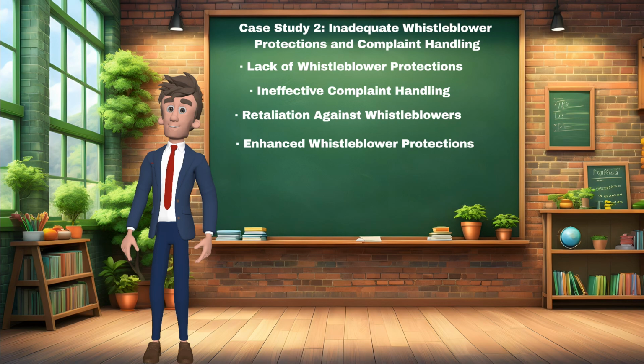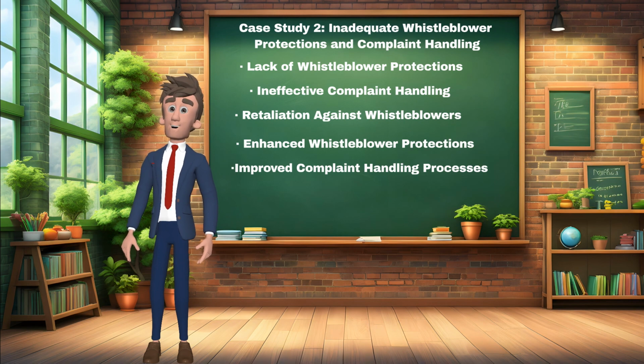Enhanced whistleblower protections. The company revised its policies and procedures to provide stronger protections for whistleblowers and prevent retaliation against employees who report concerns or allegations of financial misconduct. This included establishing confidential reporting channels, prohibiting retaliation, and providing training to employees on their rights and obligations under SOX. Improved complaint handling processes. HR implemented improved complaint handling processes to ensure timely and effective resolution of employee complaints. This included establishing clear escalation procedures, conducting thorough investigations, documenting findings, and communicating outcomes to employees in a transparent and respectful manner.